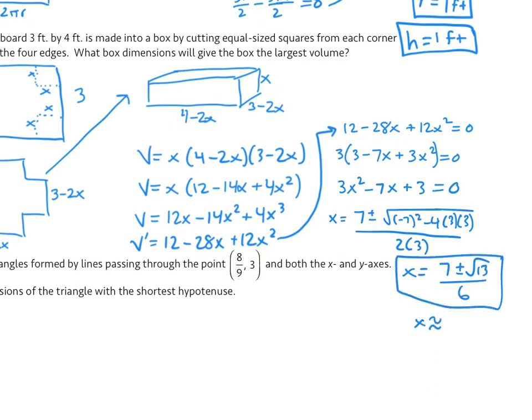Or you could say x is about, when you plug that into a calculator, 0.57 or 1.77, which seems like there's two different solutions. But if you think about the original constraints of the box, we started with a piece of cardboard that was 3 feet on one side. And if you cut out 1.77 on one side, that's larger than 3.5 feet. So you would be cutting off more than you even had to start with. So for that reason, the only solution is the 0.57 option.